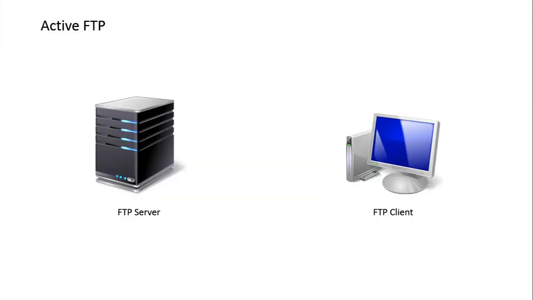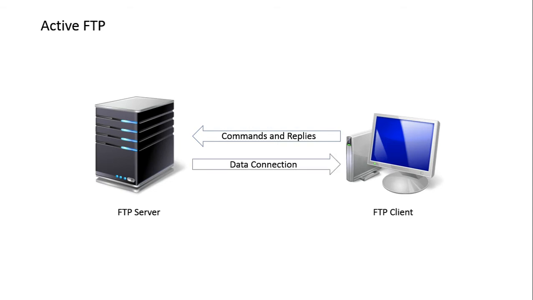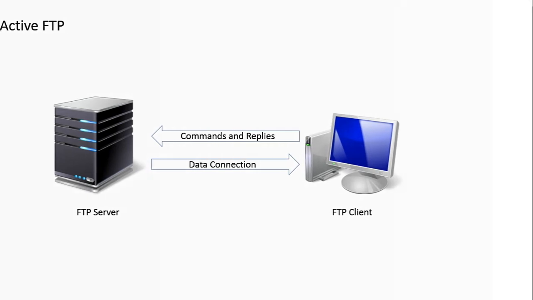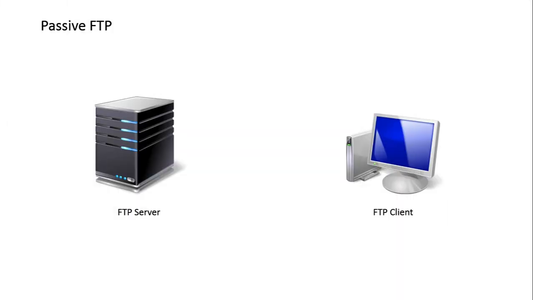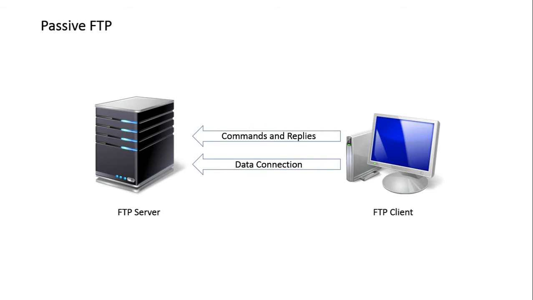Active FTP was invented first. The client initiates a connection on the server's command port. The server then initiates a connection with the client from its data port. In passive FTP, the client initiates both connections with the server, which remains passive.